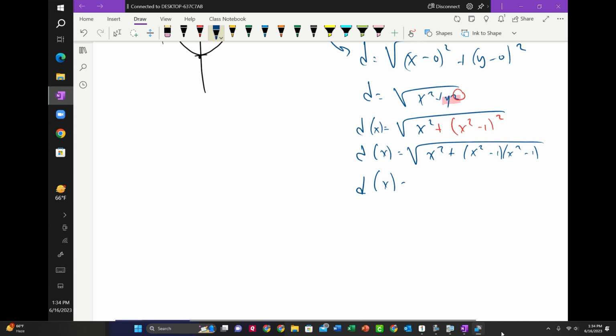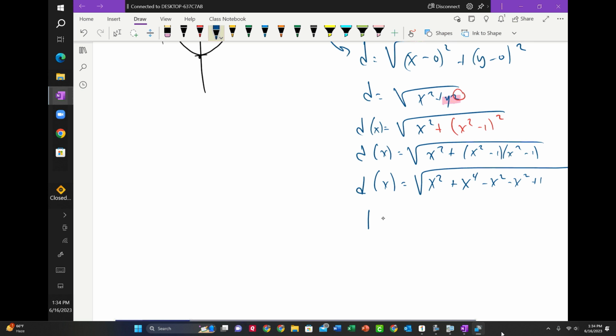Let's see, we have x squared plus... First terms, x squared times x squared, x to the fourth. Outside terms, minus x squared. Inside terms, minus another x squared. Last terms will be plus 1.